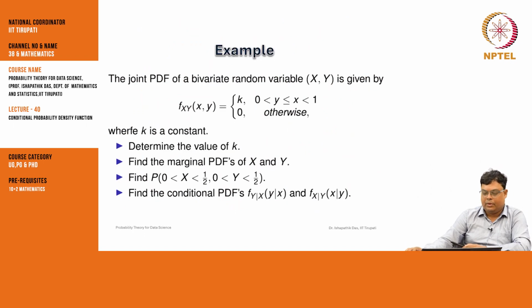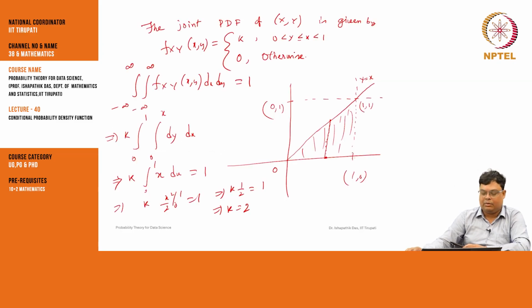Okay. So now the question is to find the probability that 0 is less than x less than 1 by 2, and 0 is less than y less than 1 by 2. Let us do that.